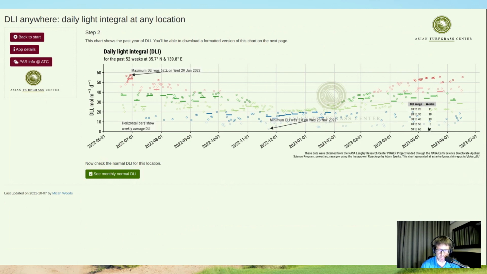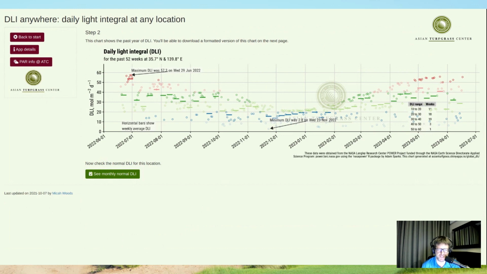And I add up all the weeks. So this app found that in the 50 to 60 DLI range, there was 1 week in the year that averaged at that level. And then there were 3 weeks in the year that averaged in the 40 to 50 level. So you can find this for your location, or you can check it for places that might be similar.